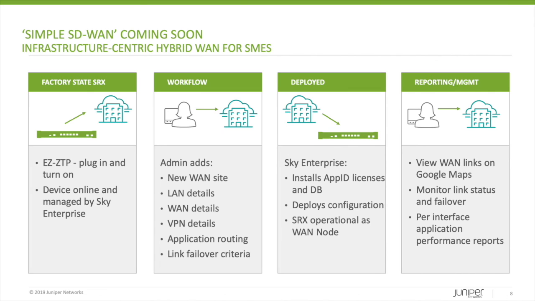The second thing that's going to happen there after that initial workflow and the zero touch provisioning is the orchestration of those tasks you need to do to get the device ready and working. So that's the licenses and the app ID databases, getting all that configuration in place, and making sure that the connection to the head office site is up and the hub is up and running with the VPNs.